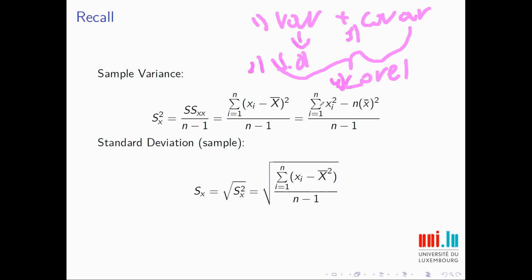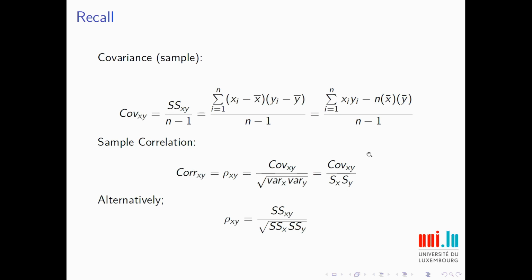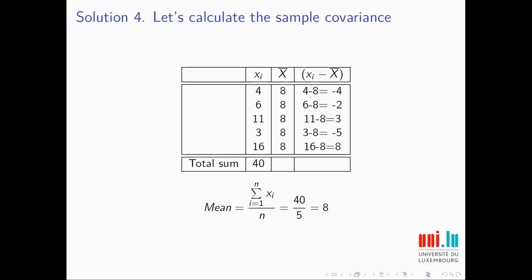And here is a reminder for you how to calculate the sample variance. The standard deviation is just the square root of the sample variance. Here you can see how to calculate covariance, and how to calculate correlation. So just step by step. The correlation is just the covariance standardized by the standard deviations of our variables.